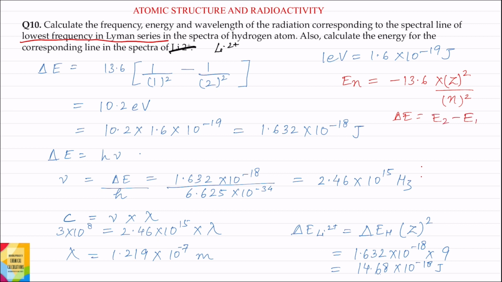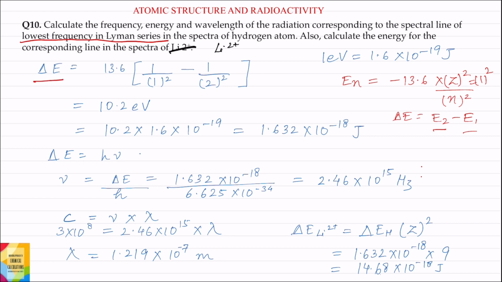Now this is for hydrogen atom. So value of Z will be 1 and value of Z square will be equal to 1 square. Value of n will depend upon the number of the orbit. So for energy in the second orbit, the value of n is 2, so n square will be 2 square. And for energy in the first orbit, value of n will be 1, so n square will be equal to 1 square.